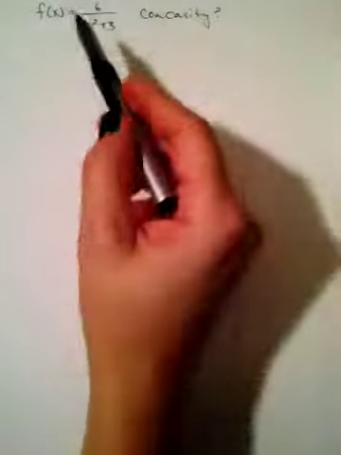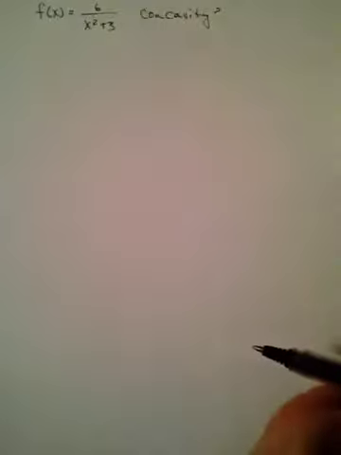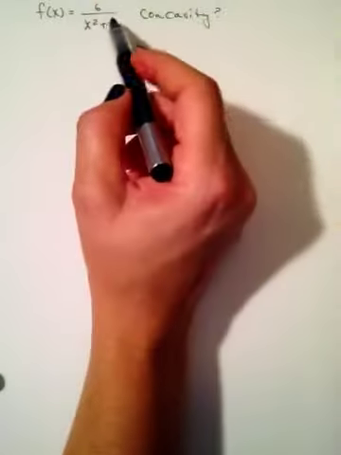For this video, we're checking to see when the function f of x equals 6 divided by the quantity x squared plus 3 is concave up, where it's concave down, and if there are any points of inflection. So the first thing you might look for, if it occurs to you, is just to see if there are any places where this function is actually not continuous.